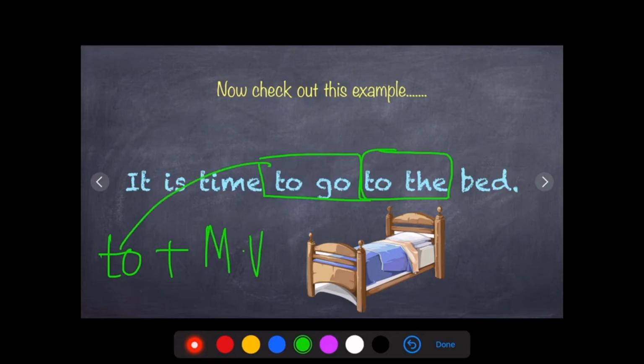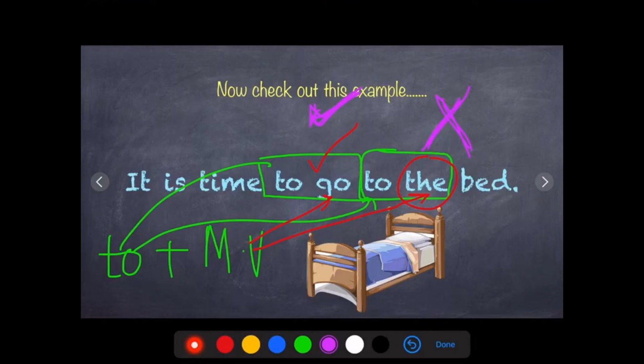Now, is there "to" over here also? Over here also, we have to just check whether this is a main verb or not. Go is a main verb, it is a verb, the action of going. But "the" is not a main verb, right? So over here, "to go" is the infinitive, and "to the" is not an infinitive.